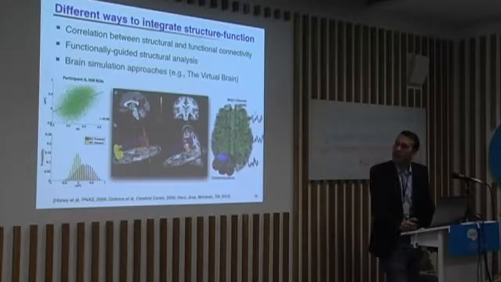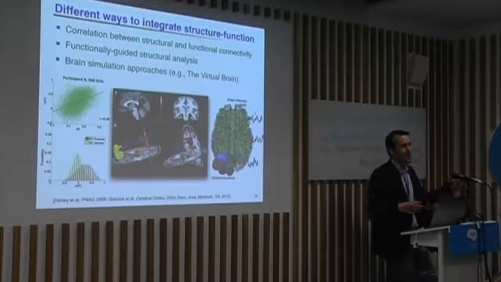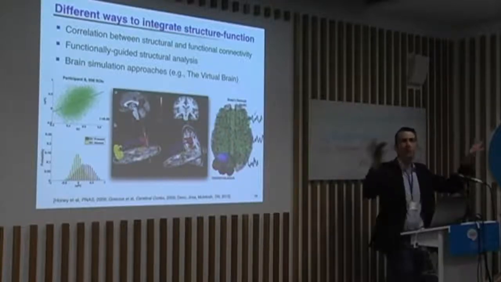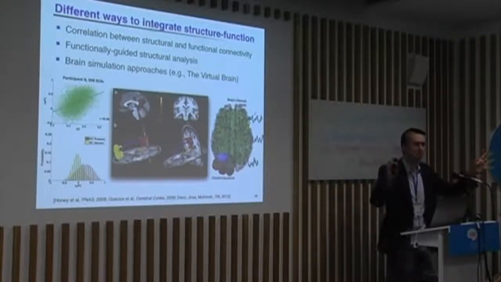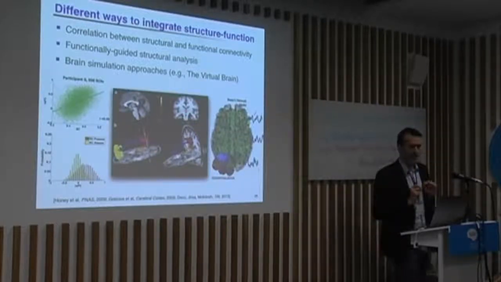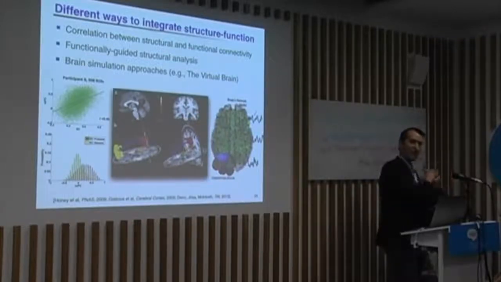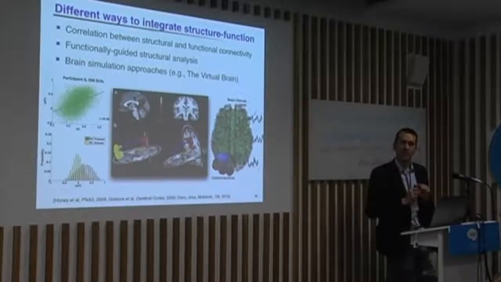And then you have another class of methods, which I will refer to as brain simulation approaches, like the Virtual Brain and others, where starting from a structural connectome, you put on the nodes some models of basically neural oscillators of how brain activity at the nodal level can be generated, and then how it can be influenced, given the connectivity of those nodes, by the oscillations in other places in the brain.